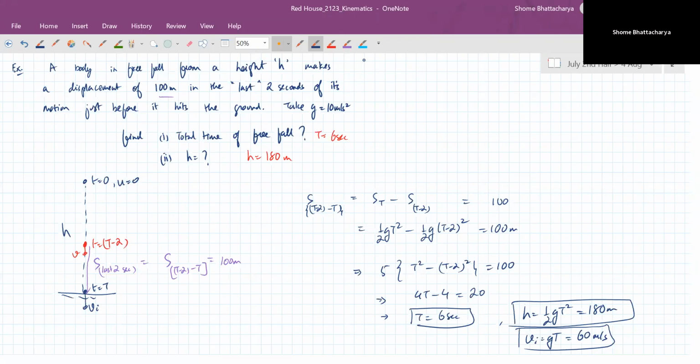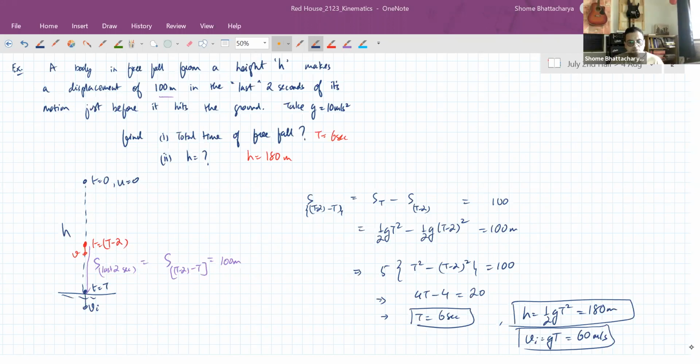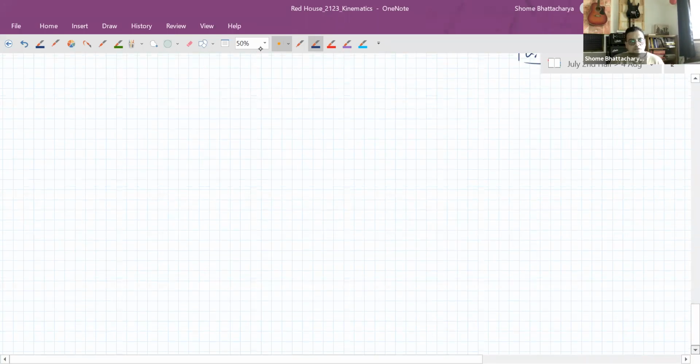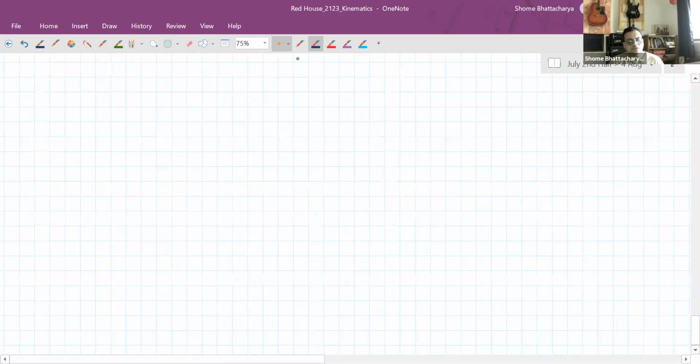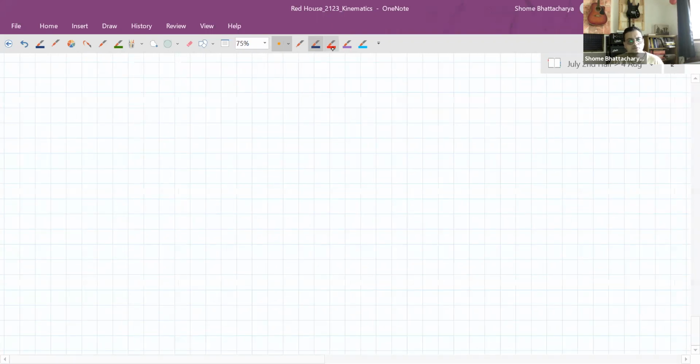Okay, so these are some examples of applications of that first case, free fall under gravity when an object is dropped from a certain height. Now the second case we'll see is when an object is still in free fall, but it is not dropped, it has been thrown down.